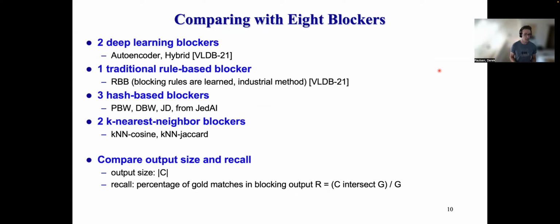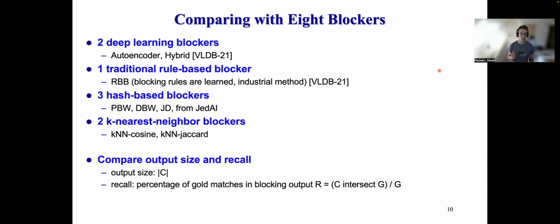We use these 21 data sets to compare against 8 state-of-the-art blockers. We have 2 deep learning blockers and 1 traditional rule-based blocker that was published in VLDB 2021 that was shown to give state-of-the-art accuracy on entity matching tasks. We also compare against 3 hash-based blockers from JedAI, which is a popular open source Java library for entity matching.